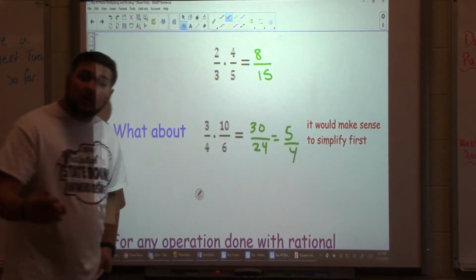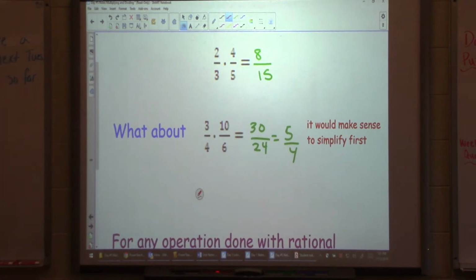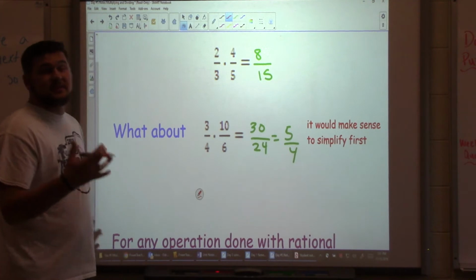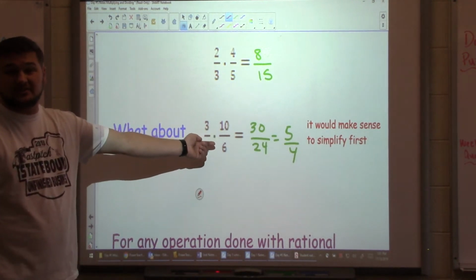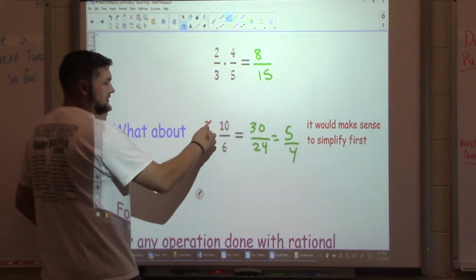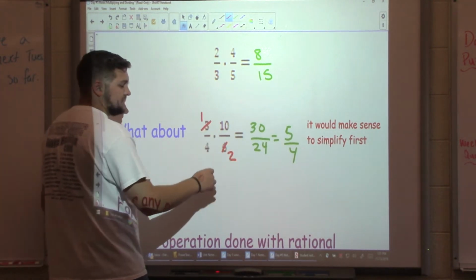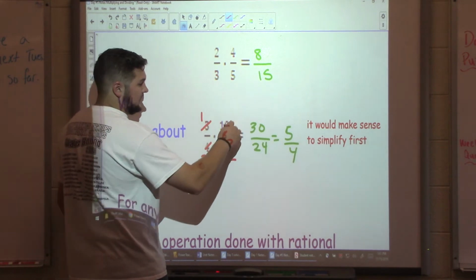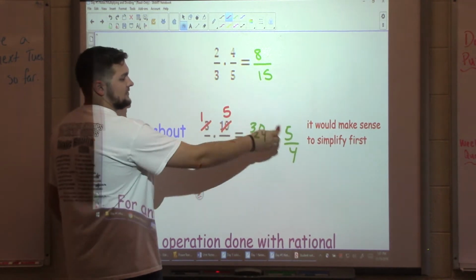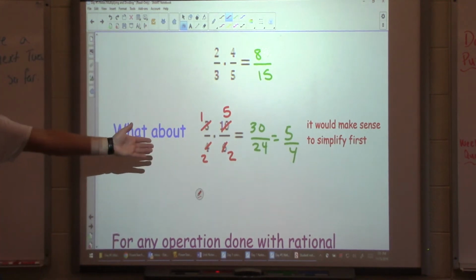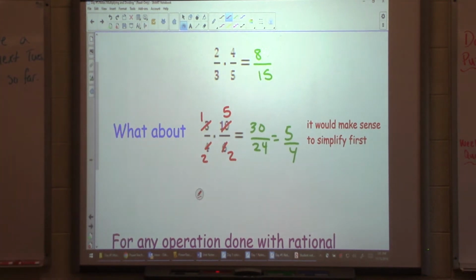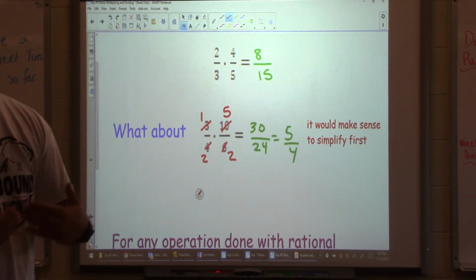Now, when we are multiplying rational expressions today, that's what we're going to do. We're going to simplify them first before we multiply. It's going to make things way easier with rational expressions. With a fraction like this, it probably doesn't matter to you guys, right? It doesn't matter if I take a 3 out of here and 6, and a 2 out of 4 and 10. 1 times 5 is 5, 2 times 2 is 4. I get the same answer. With a normal fraction, that probably doesn't mean anything to you. You know how to do 3 times 10 and 4 times 6 and reduce them.